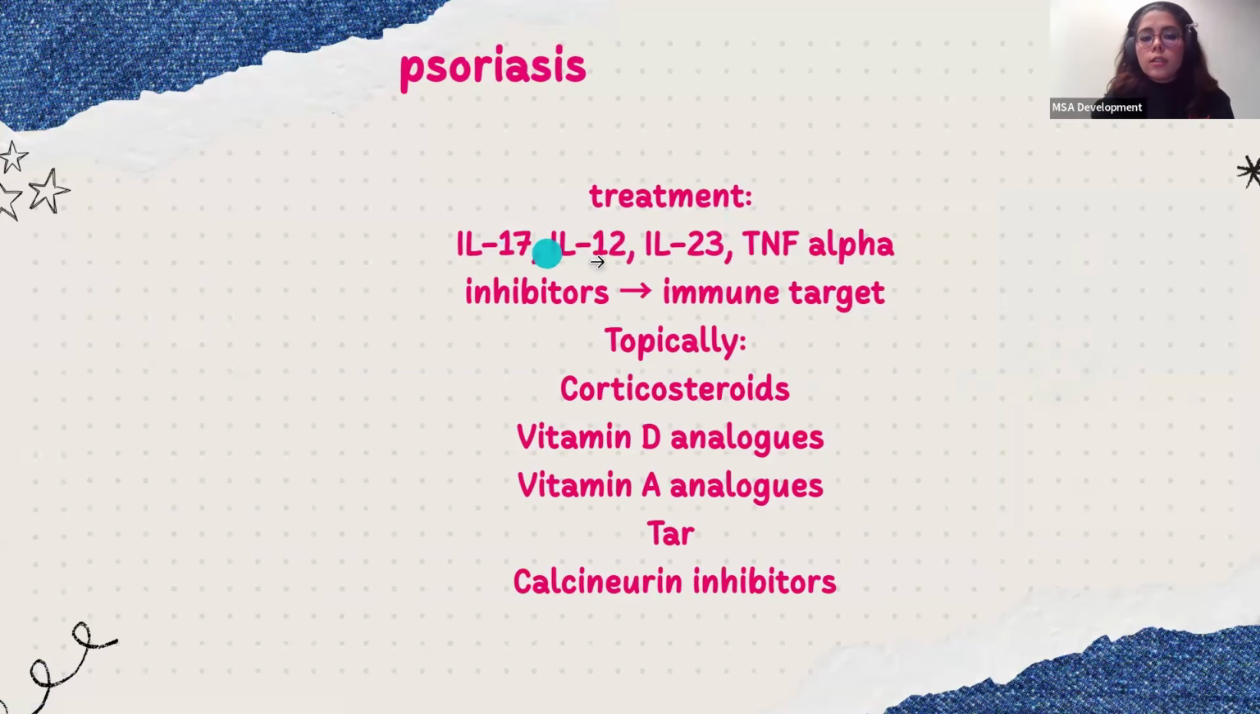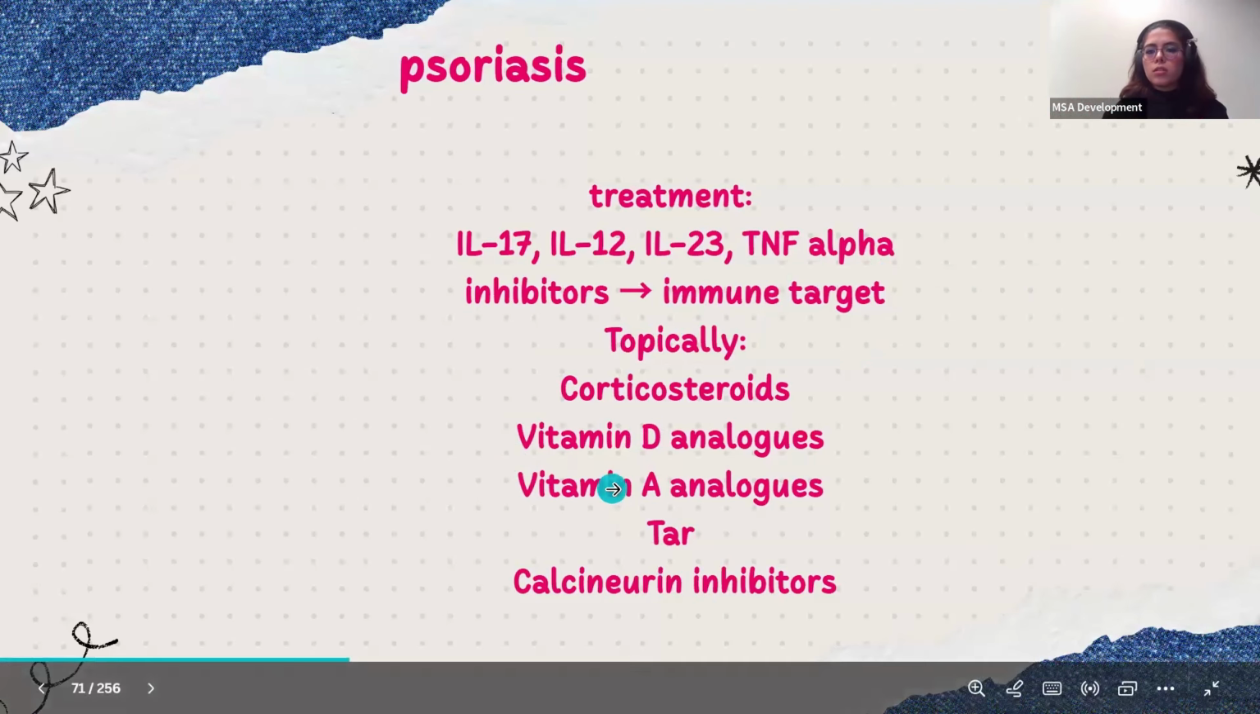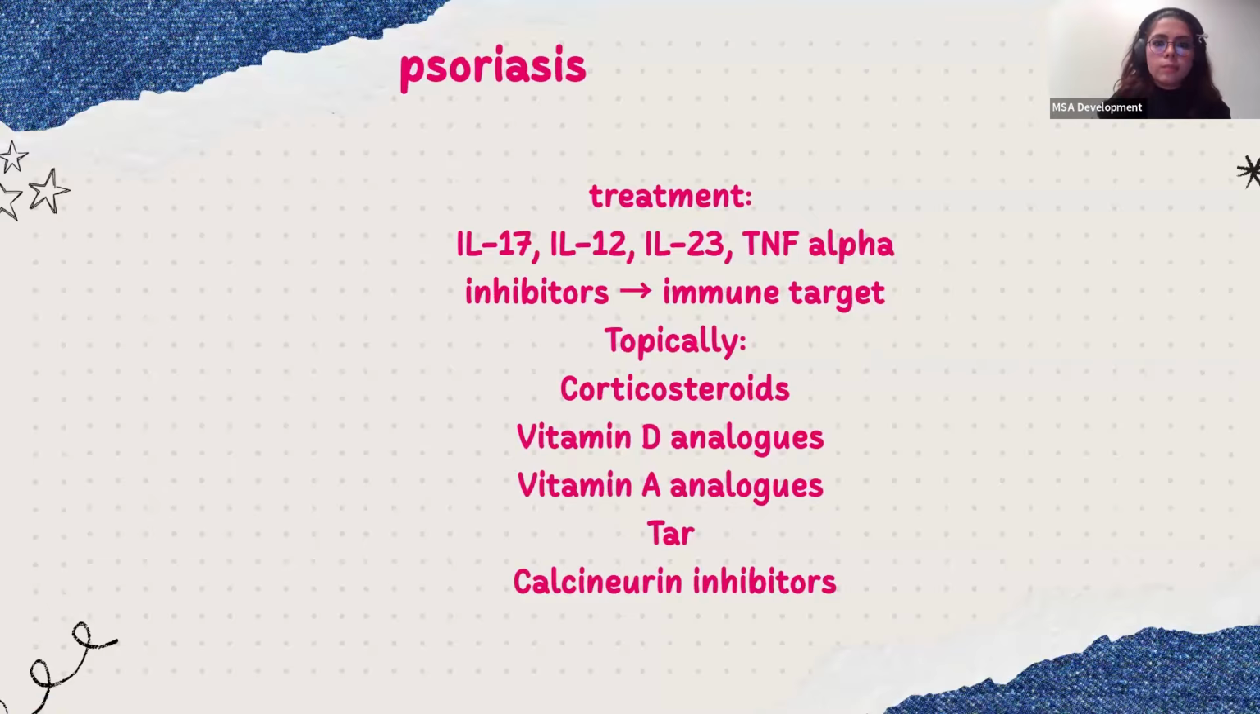Treatment: interleukin 17, interleukin 12, interleukin 23, tumor necrosis factor alpha inhibitors, immune targeting. And you can use corticosteroids, vitamin D analogs, vitamin A analogs, TAR. I don't know how TAR is involved, but it is, and calcineurin inhibitors. Do you need to know the treatment? Not really. But again, added for the sake of completion.